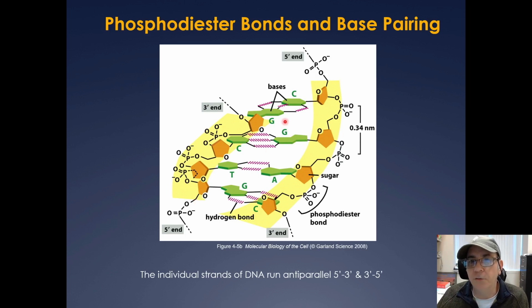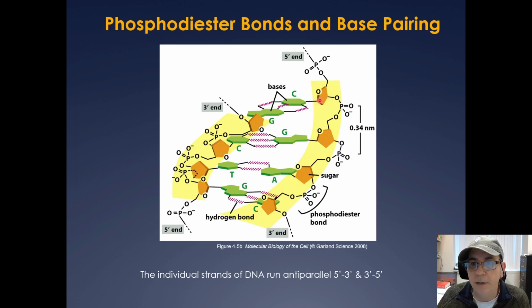Once again, here's the structure of DNA. It runs 5' to 3', and what links the sugars together is a phosphodiester bond. There's the phosphate. You can see the base pairing here between the bases, and the directionality of DNA from 5' to 3' is basically where the phosphate is connected to the ribose.